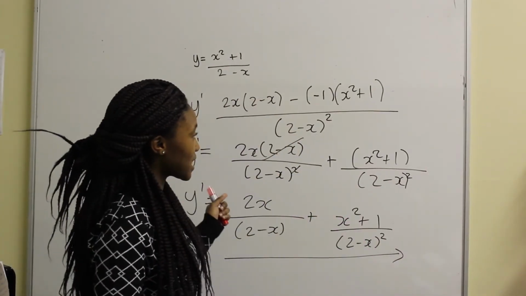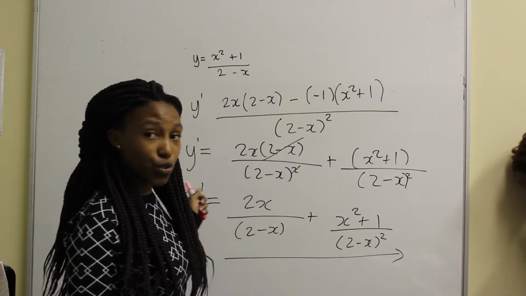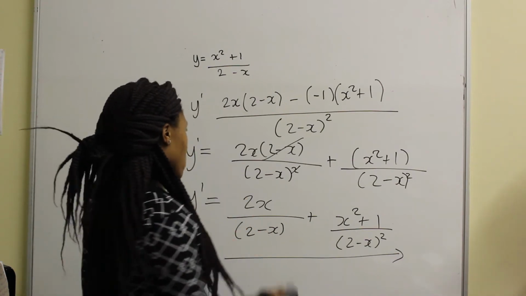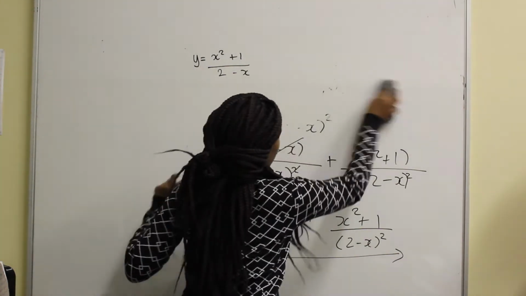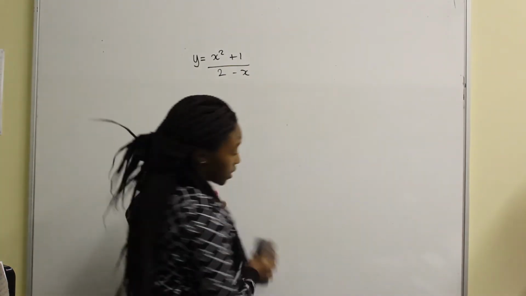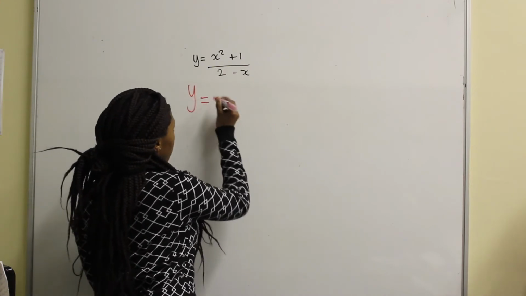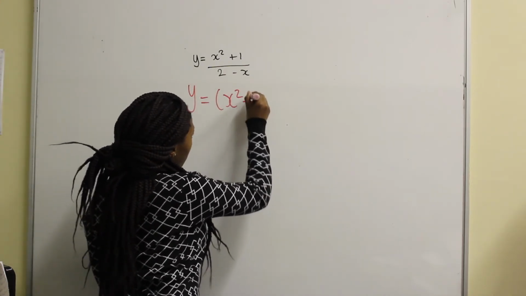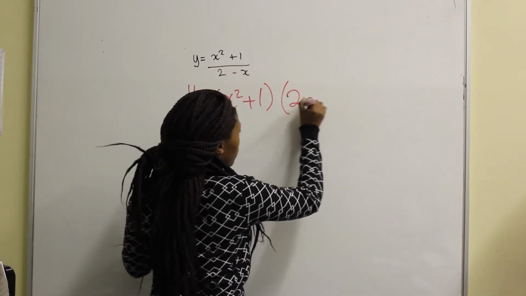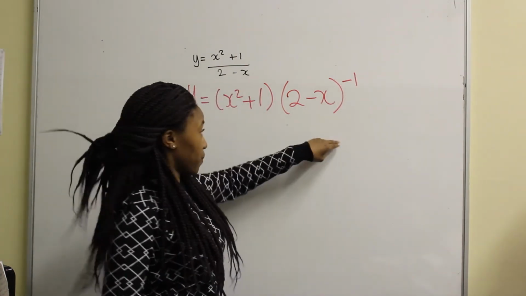Okay, so Nozi did this question 2M using the quotient rule, and I will show you how to do this exact same sum using the product rule. So what you normally do and what Tina taught us was to always bring the denominator to the top. So this gives you x squared plus 1, and bringing the denominator 2 minus x, remember, to the power negative 1.